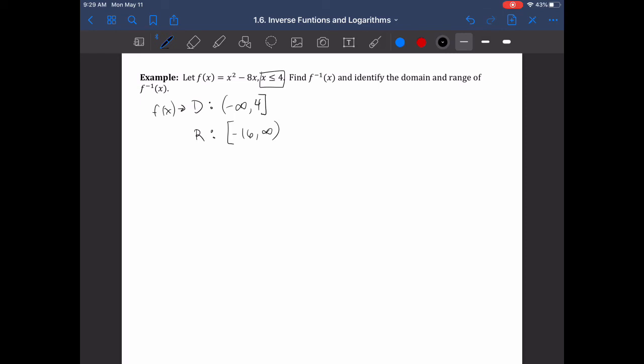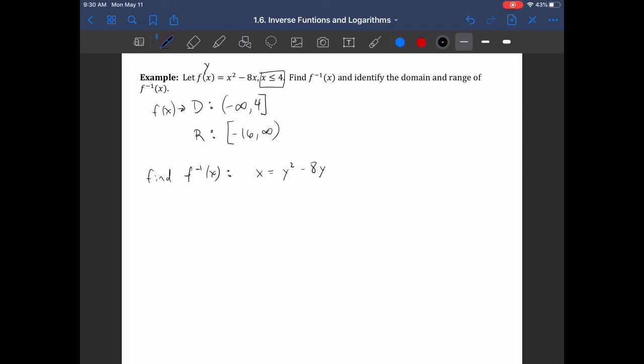And so what we want to do now is find the inverse, f inverse of x. We start off again by replacing this f of x with y. So we make that a y up there. And then we swap x and y. So this will be x equals y squared minus 8y, just like that. And then we have to solve for y.